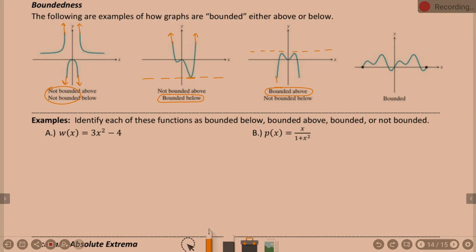And the answer is no, because my graph is going infinitely down. So there's no floor I could draw that it won't cross, or no bottom boundary. And then this last graph. This last graph is an example of bounded.